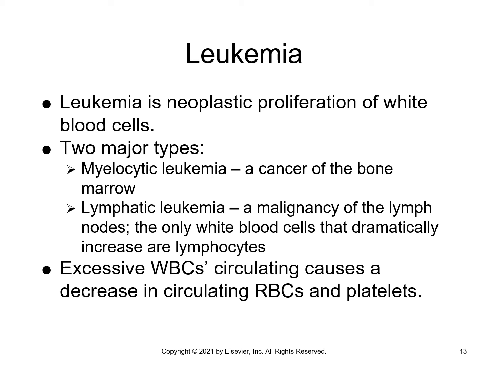Myelocytic leukemia is a cancer of the bone marrow, and the cancer of the bone marrow would cause excessive white blood cells to be created. The other type is lymphatic leukemia, and this is a malignancy of the lymph nodes. And remember, our white blood cells were produced by red bone marrow and lymphoid tissue. So lymphatic leukemia would be a problem with the lymph tissue, causing them to overproduce lymphocytes.